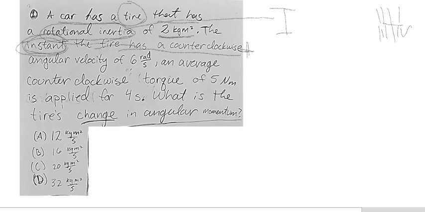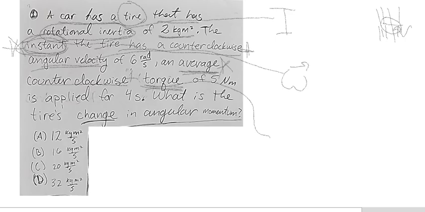Okay, so counterclockwise angular velocity, that's omega with the arrow, of 6 rads per second. And average, look for words like average too. So we've got instant and average. Counterclockwise, that's positive again. Torque, 5 Newton meters.